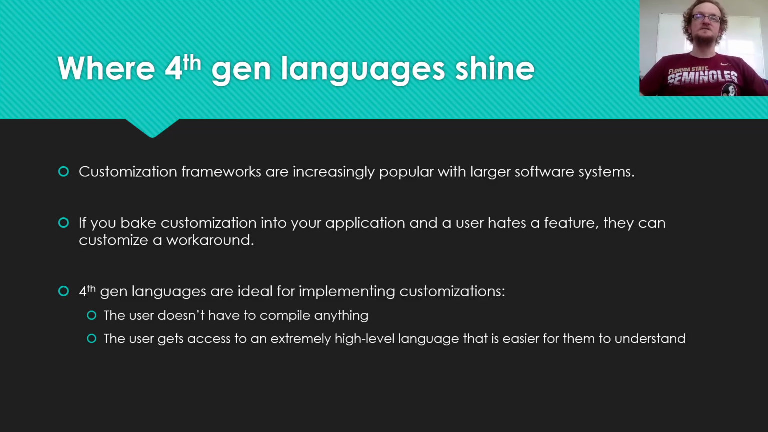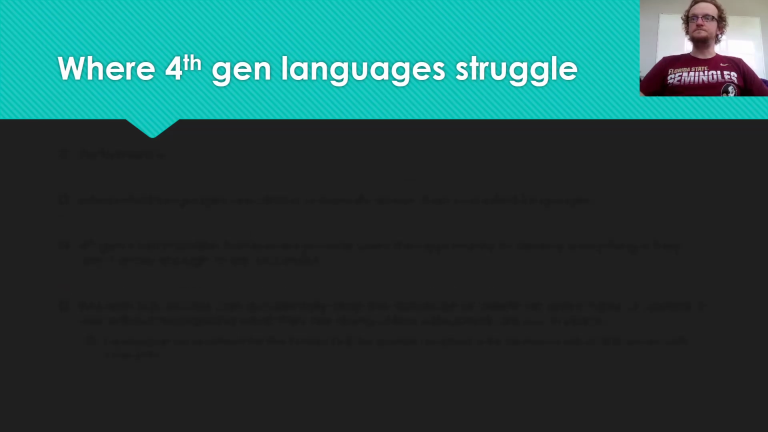And so customization frameworks are the number one place where languages like Python really shine. You're able to pass customization work off to business analysts or data scientists that are very good at Python, but don't necessarily have to know all of the best practices and all of the scalable software concepts that you as a full developer do. So on the flip side of that, where do fourth generation languages struggle?